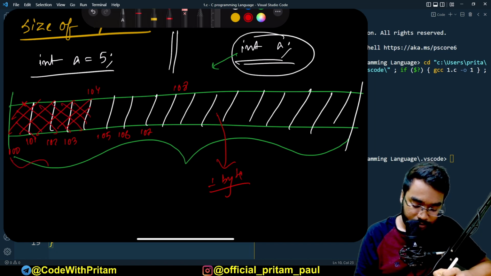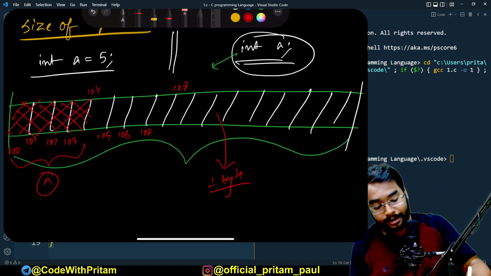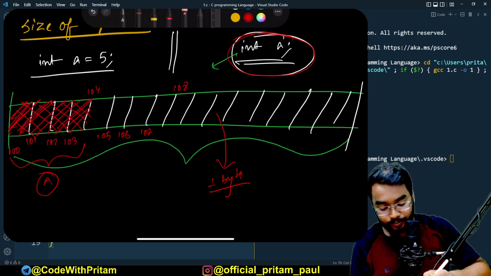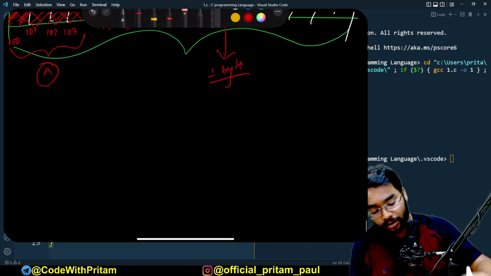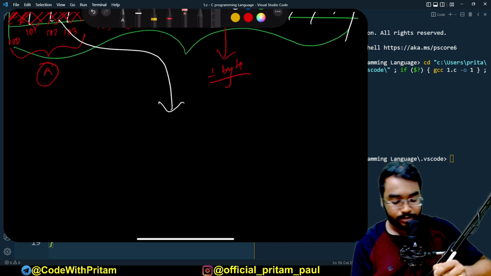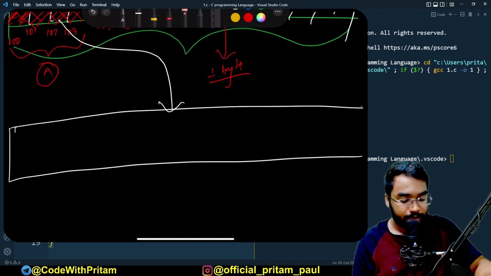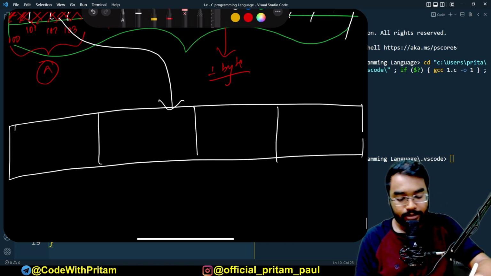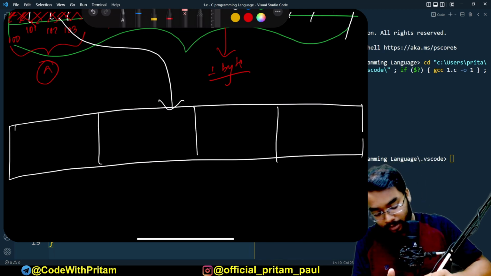For example, this is an integer which is a. So when you declare any variable like this, it takes some space in the memory, that is called the size. And when a equal to 5, then what will happen? These 4 bytes are going to be like this. I'm just showing an example. So this is 4 bytes, and 4 bytes is going to divide into 32 bits like this.